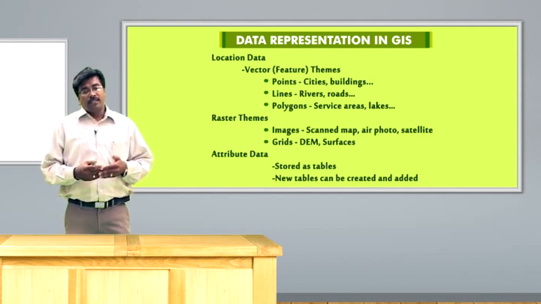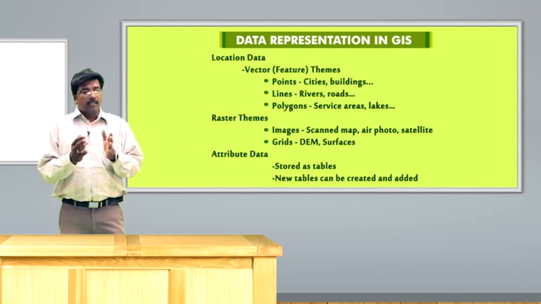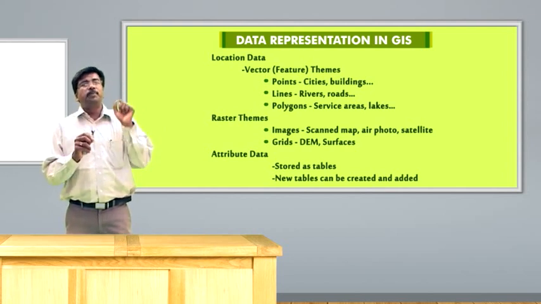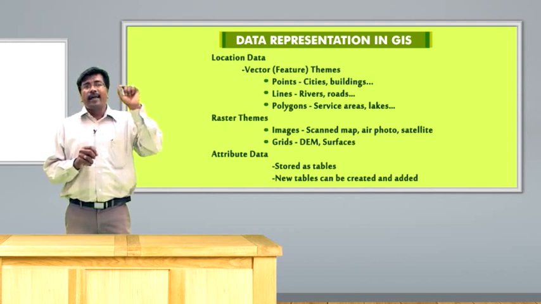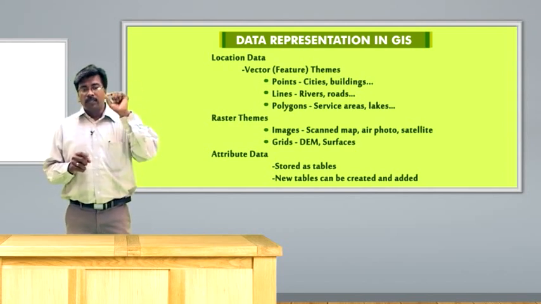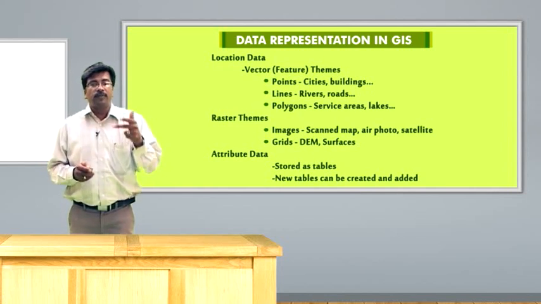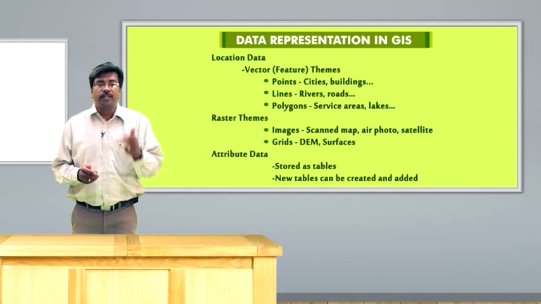Then coming to the raster themes, it is nothing but the images. When we take a photo, all these photos are formed with pixels. These pixels are arranged in rows and columns. So this is the raster type of themes. These are the major two types of data that are represented in a GIS.